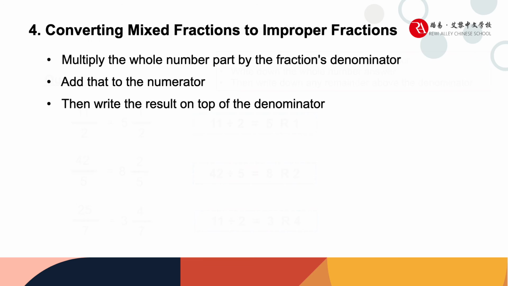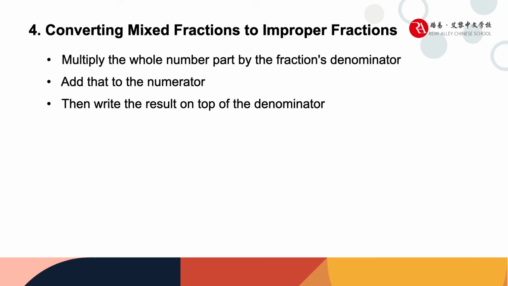Right. Now, let's do the opposite direction, converting the mixed fractions to the improper fractions. In general, it can be done by 3 steps. The first step, multiply the whole number part by the fraction's denominator. Second step, add that to the numerator. Step 3, then write the result on the top of the denominator.